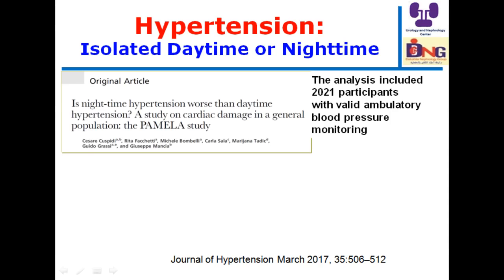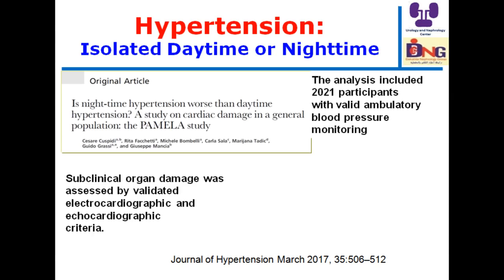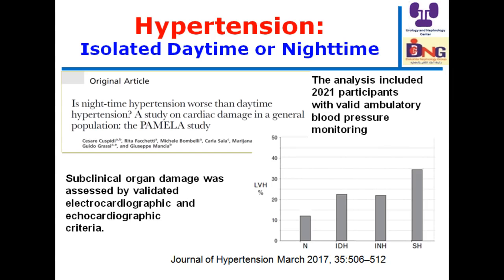This is an analysis that included 2,021 participants with valid ambulatory blood pressure monitoring. Subclinical organ damage was assessed by validated ECG and echocardiographic criteria. And the results, as shown in this figure: if we look at the percentage of individuals who had left ventricular hypertrophy, you can find there is no difference between isolated day and isolated nocturnal hypertension, but the risk is higher than in normotensive persons, and sustained hypertension persons had the highest risk of left ventricular hypertrophy.